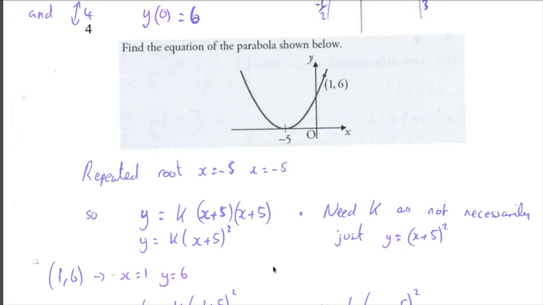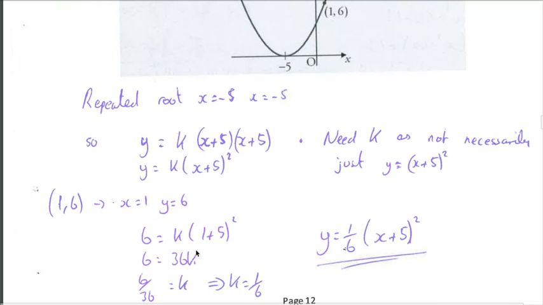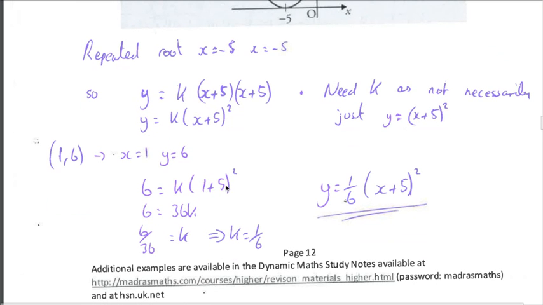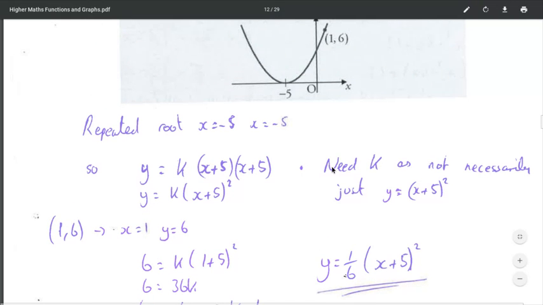So when x is 1, y is 6, we're just going to substitute in. So 6 equals k(1 plus 5) all squared. So 1 plus 5 is 6, and 6 squared is 36. So 36k equals 6. Divide both sides by 36 and simplify, and k equals 1/6. So the equation of this curve would be y equals 1/6 (x plus 5) all squared.